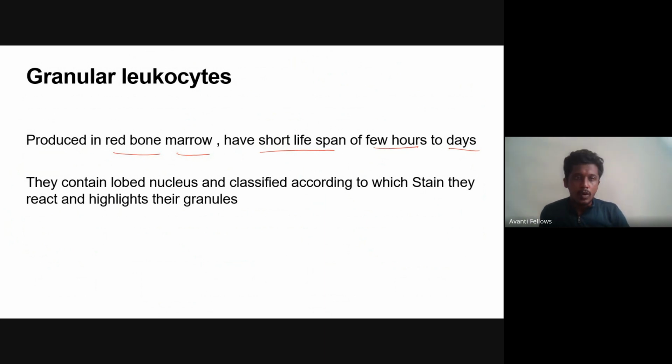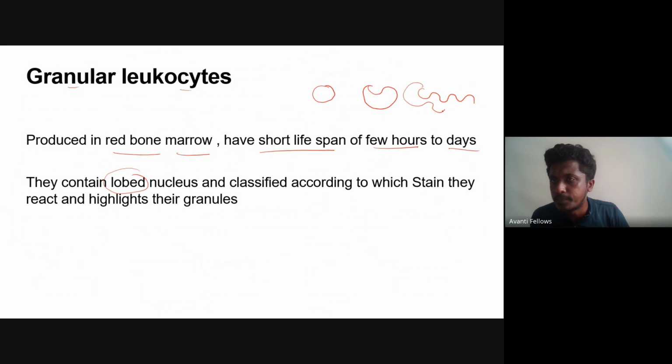Okay. Now, one of the key characteristics of granular leukocytes is when you observe them under the microscope, their nucleus is always lobed. You see, it's not nice, round, and spherical. You can see that they have two lobes like this or multiple lobes like this. Something like this. So that is the shape of the nucleus they have.